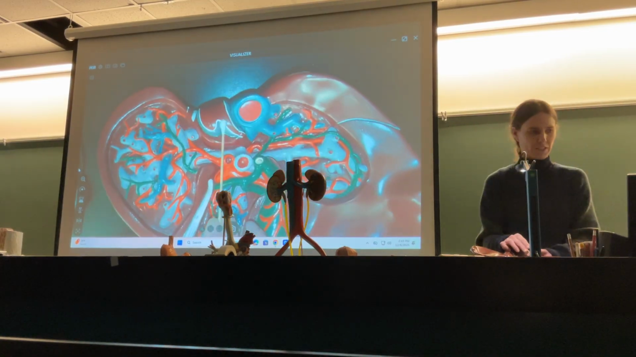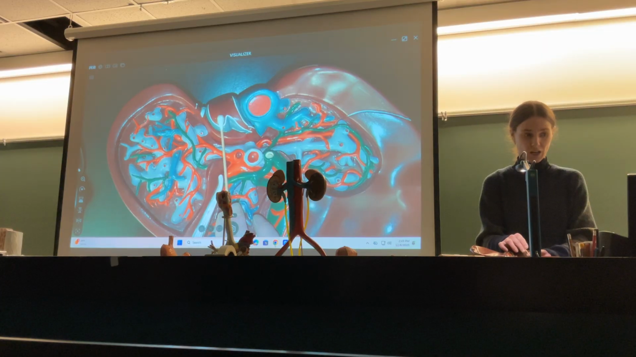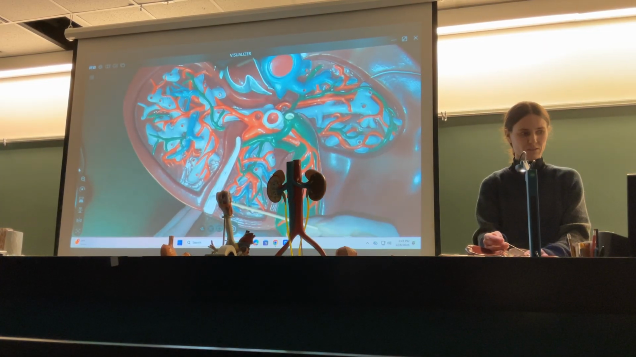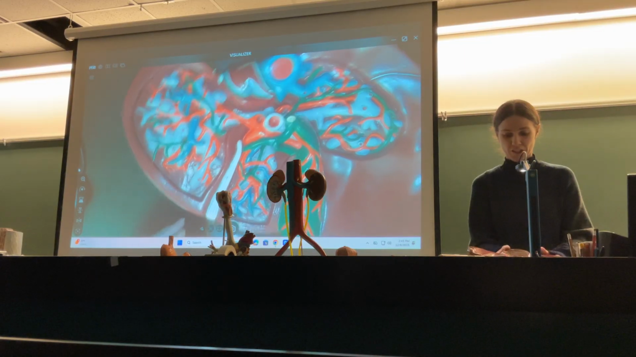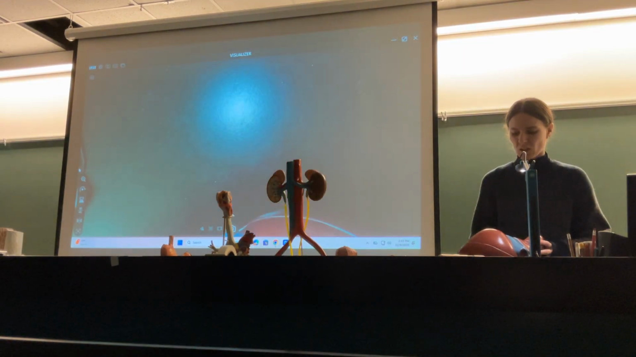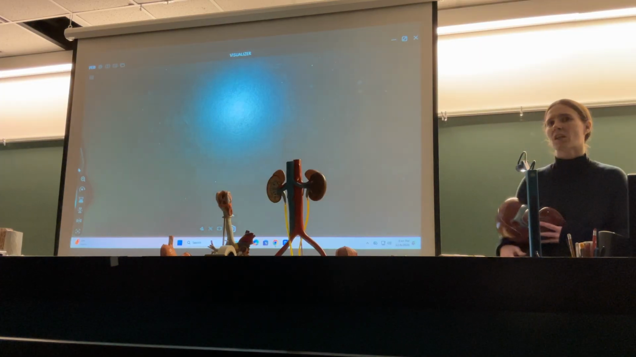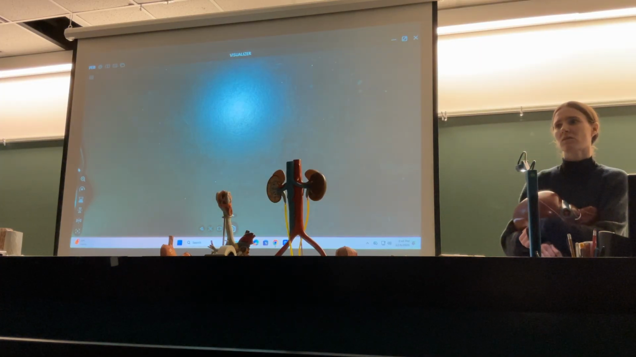What is this lobe right here? Caudate lobe. What is this ligament right here? Falciform ligament. Very good. What's the cell of the liver that makes bile? Hepatocytes.